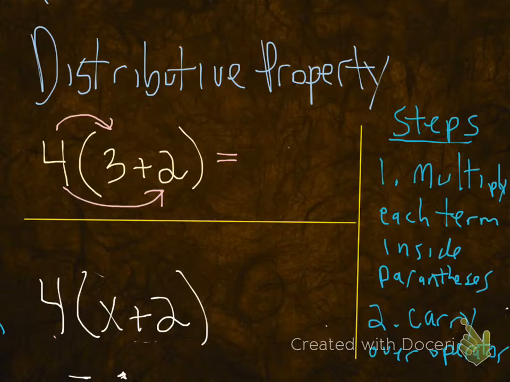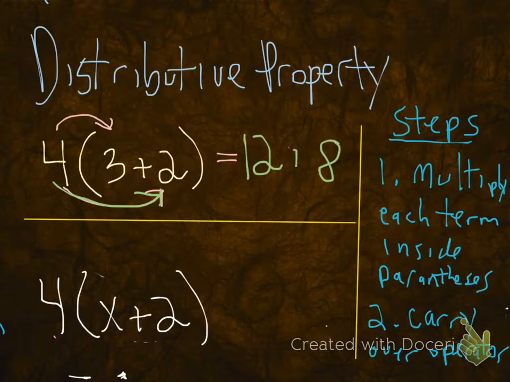So for example, I want to multiply this 4 times the 3 first. 4 times 3 is 12. And I have this bottom arrow to signify I need to also multiply the 2 because it's also in parentheses. So 4 times 2 is 8. And the last step here, I have a plus sign in the parentheses. Therefore, I need a plus sign in my solution. 12 plus 8 equals 20. The same thing we would have got if we added 3 plus 2 and then times that 5 by the 4.